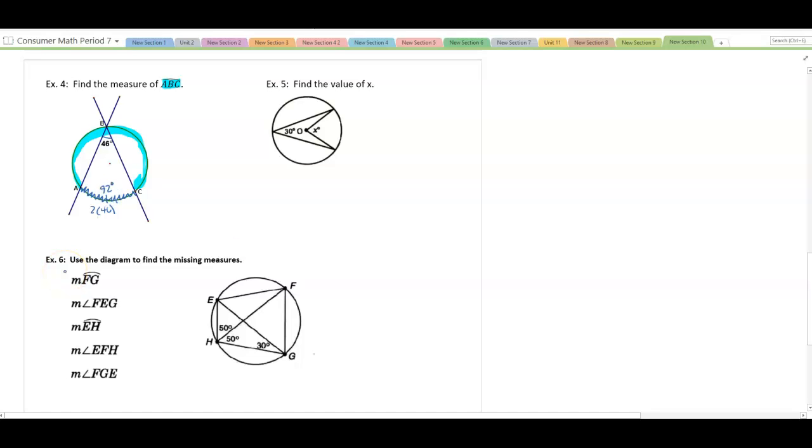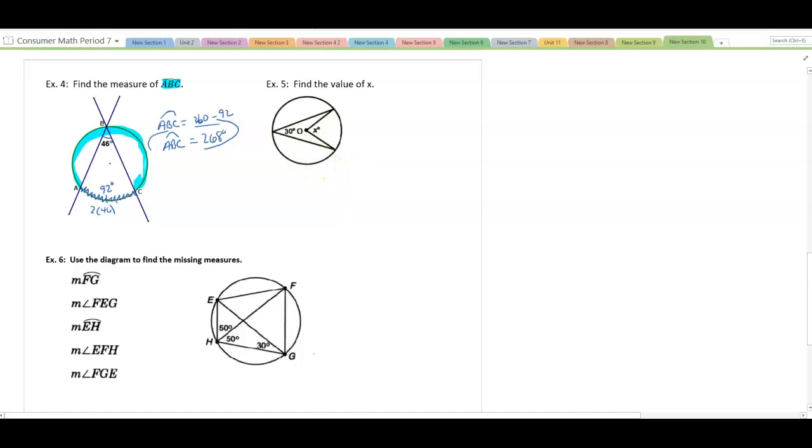Now that I know that arc, what does this arc and the highlighted blue arc have to add up to? All right, 360. So all I'm going to do is say that arc ABC is equal to 360 minus 92, and 360 minus 92 will give me arc ABC is equal to 268 degrees.